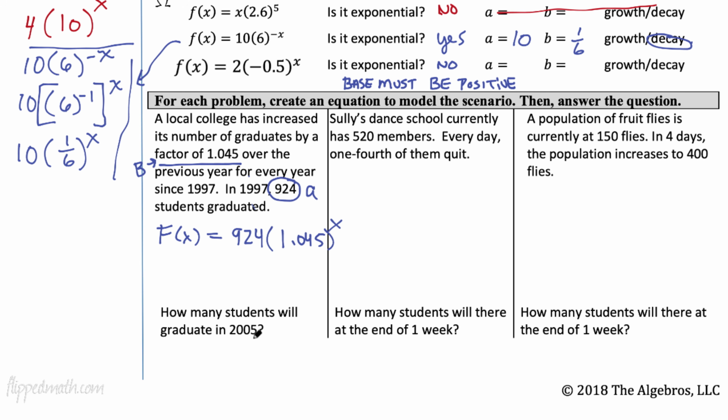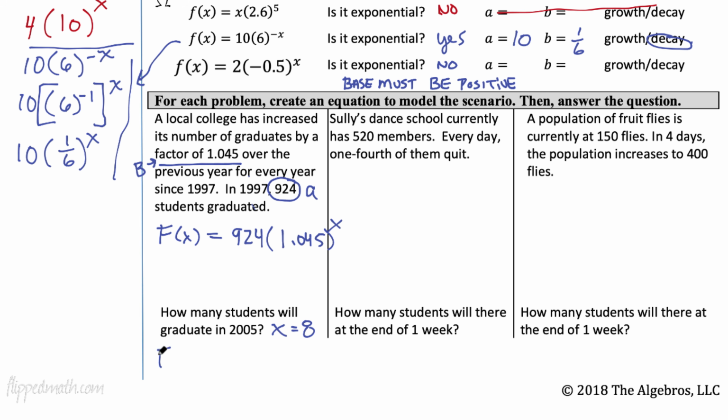How many students will graduate in the year 2005? Well, to get that answer, we're just going to plug in. Well, we're not plugging in 2005 because this is every year since 1997. So how many years has that been? That's been what? 1, 2, 3, and then 8 total. Okay, so we're going to plug in. X is going to equal 8 here. And we're going to plug that into our equation.